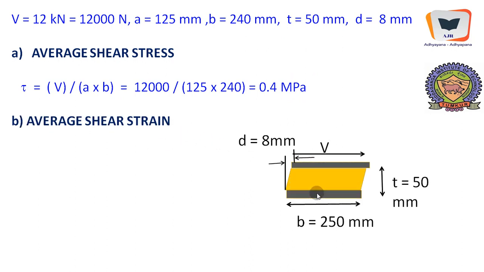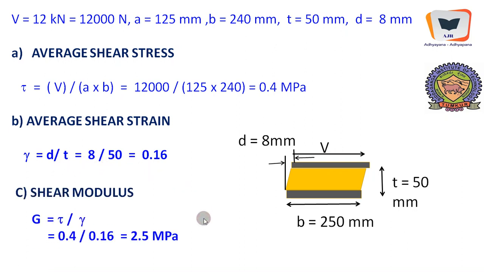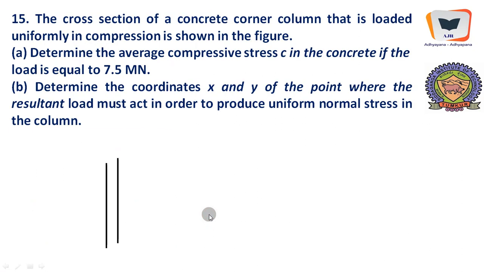Average shear strain, on the other hand: this is the dislocation, 8 millimeter due to this particular shear force, and this is the height. This dislocation happens over a thickness of 50 millimeter. Therefore, shear strain can be directly read as D by T, 8 by 50, that is 0.16. Shear modulus is a direct relationship between tau and shear strain. Tau is shear stress, gamma is shear strain. So shear stress is 0.4 and shear strain is 0.16. That gives us G of 2.5 MPa.